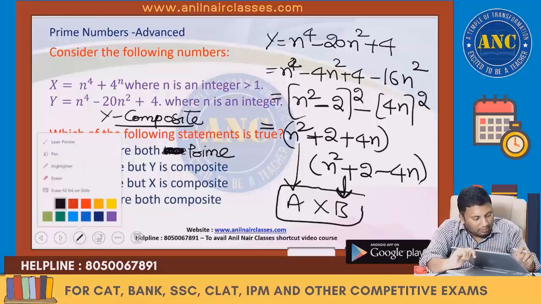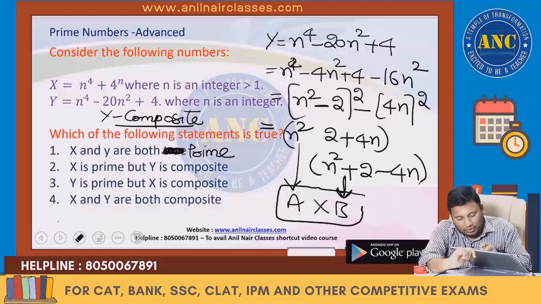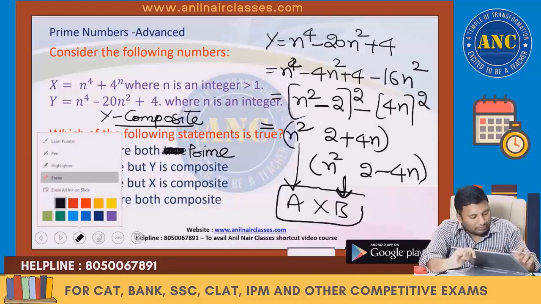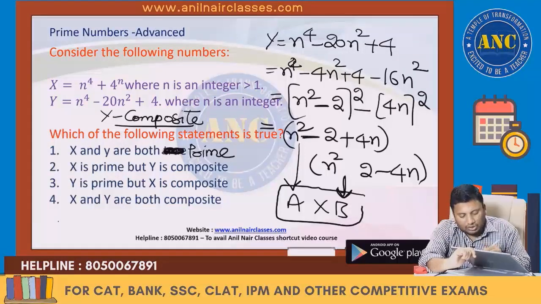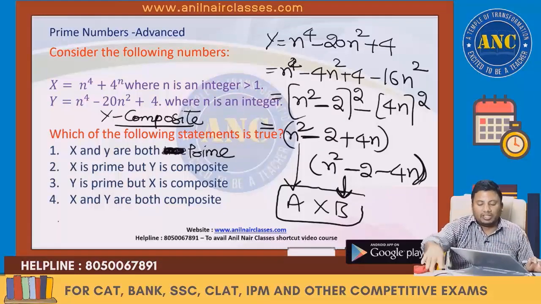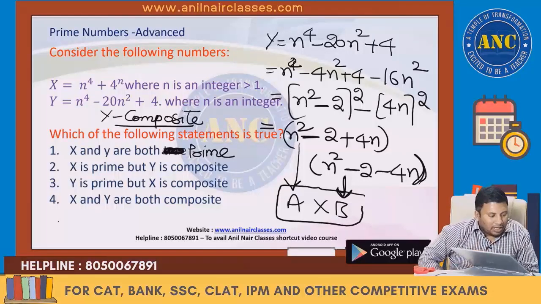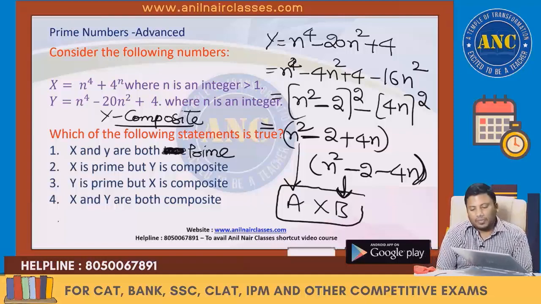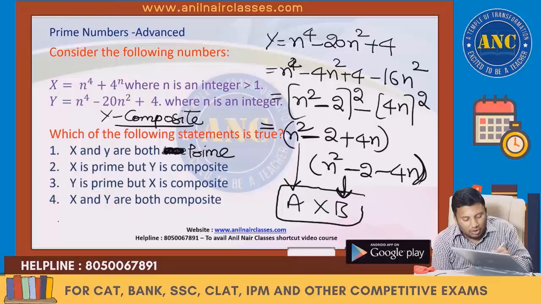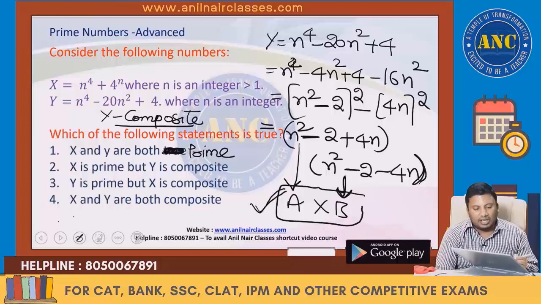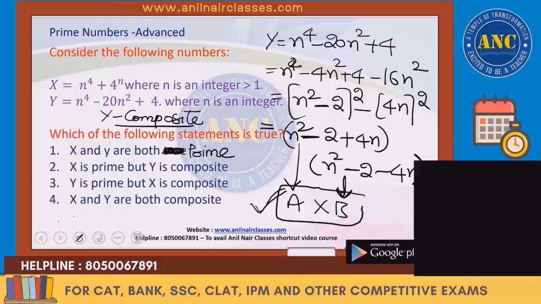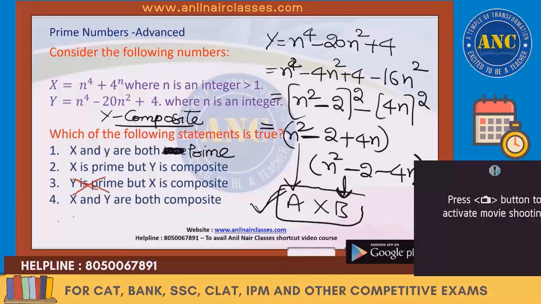So this is nothing but n square minus 2 plus 4n, n square minus 2 minus 4n. I hope it is clear, right? Idea clear? It is giving you two factors a and b. So y is composite. Y cannot be prime. Two options are eliminated.